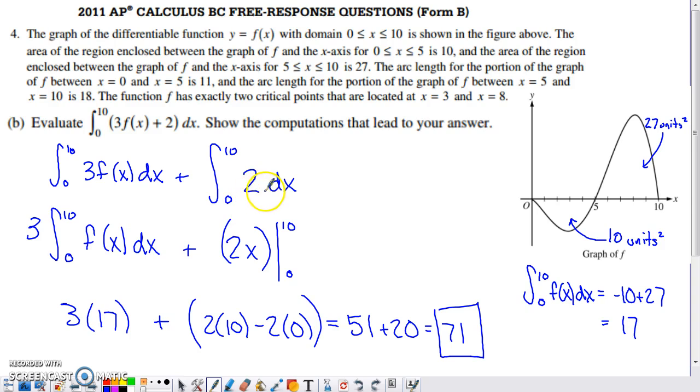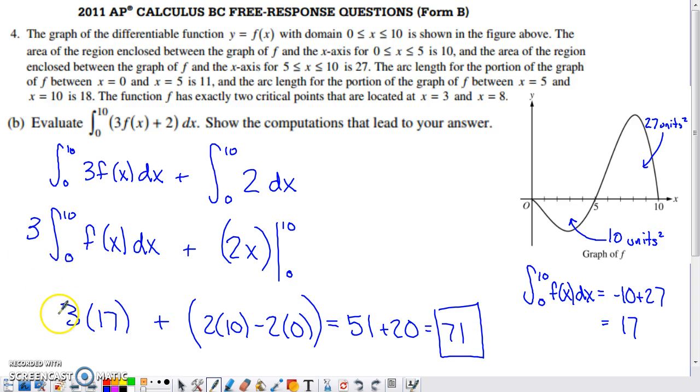The antiderivative, using FTC, the fundamental theorem of calculus, we can go ahead and take the antiderivative of 2 with respect to x, which is 2x. We would just have to evaluate that at 10, evaluate that at 0, and take a difference. And then this integral right here, once we've got that 3 factored out in front of it, we can use the area arguments that were provided to help finish off this first half of the problem.